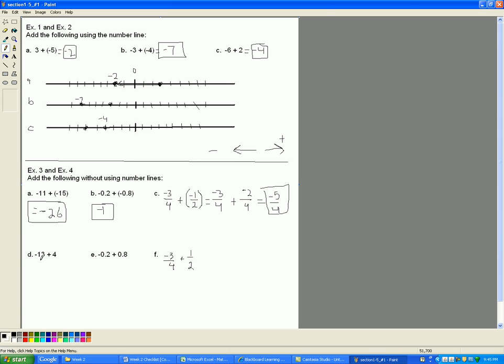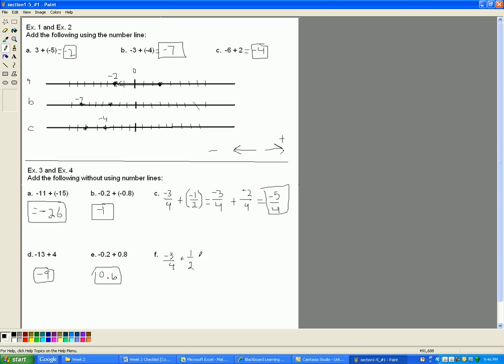Just some more examples here. Negative 13 plus 4. So we owe someone $13, but then we gain $4. So if we're in debt 13, but we gain 4, our total number there is going to be negative 9. So we're only down $9 now. In this case, we're down 0.2, but then we gain 0.8. So 0.2 again is a negative, but if we gain 0.8, we see here that 0.8 is bigger than 0.2. So that's going to make this value end up as a positive value at the end, and that's going to be 0.6. So now we're actually up 0.6.